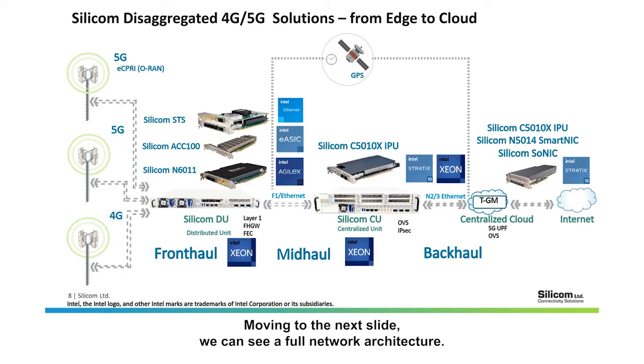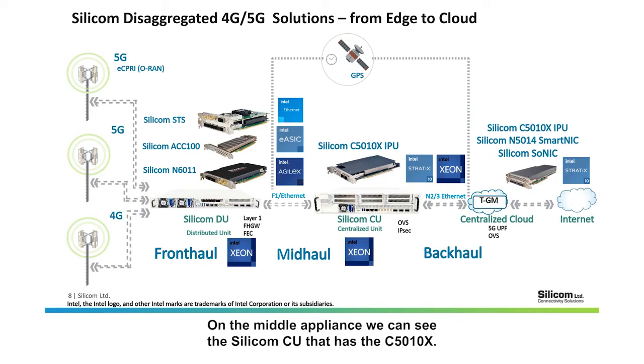Moving to the next slide, we can see a full network architecture. On the left-hand side, we can see the Silicom appliance, including 3 types of cards: the FPGA, the N6011, the ACC100, and the STS cards. Those provide the fronthaul connectivity and acceleration.